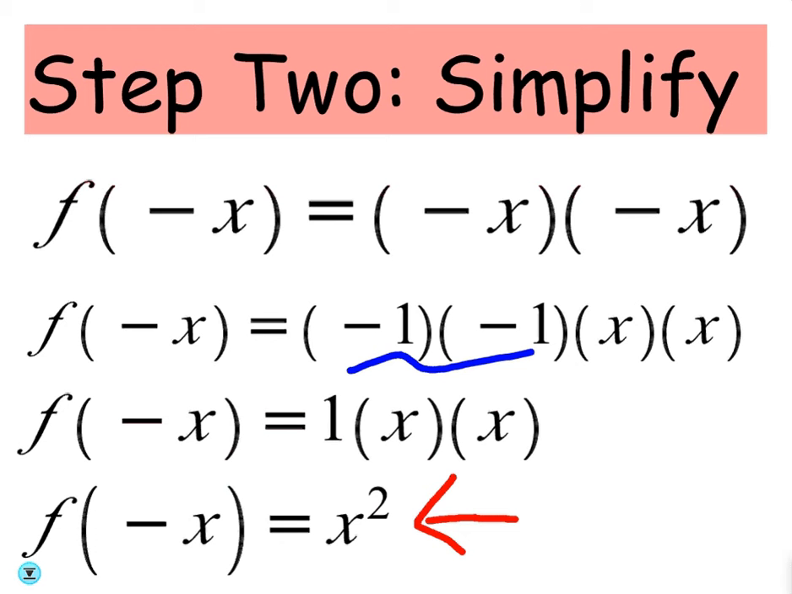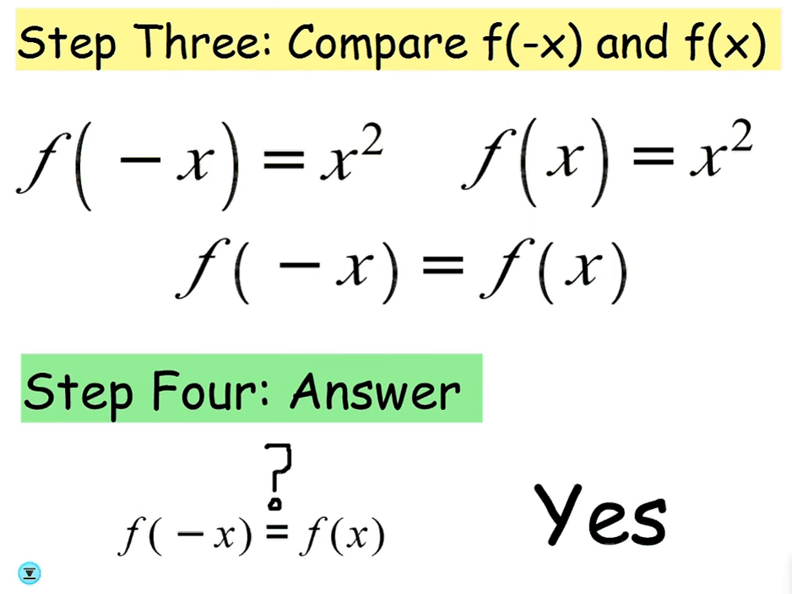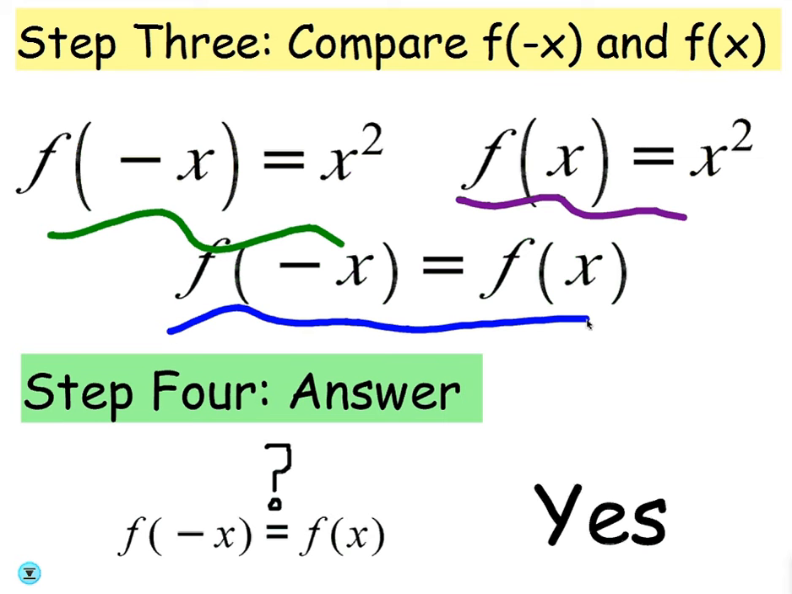Step 3. What we're going to be doing for step 3 is we're going to take what we got here and compare it with the original function. Here was the original function, and here's what happened when we plugged in -x. What do you notice about them? They're the same. When they are the same, they're even. When they're not the same, they're not even.